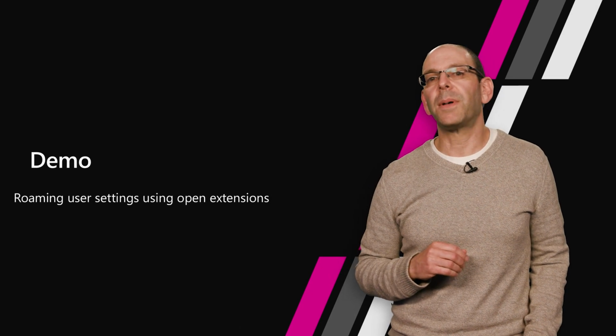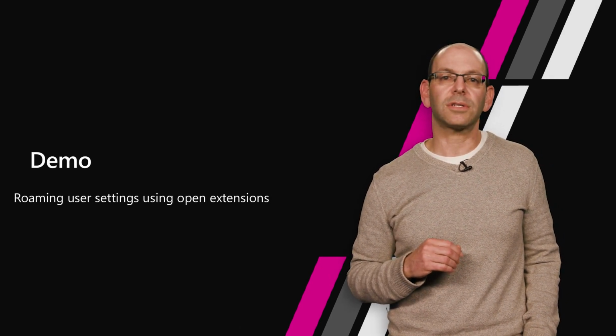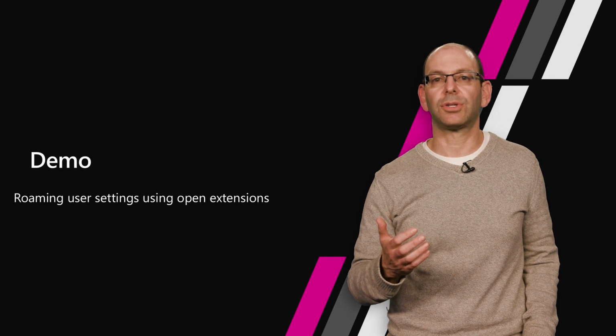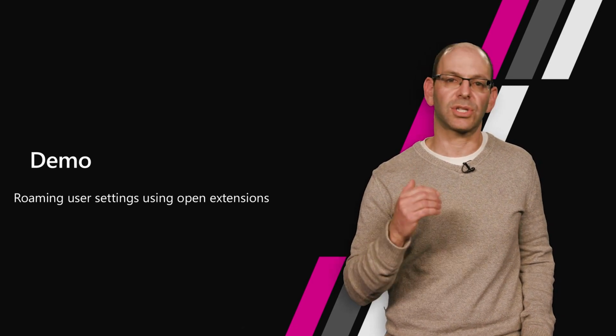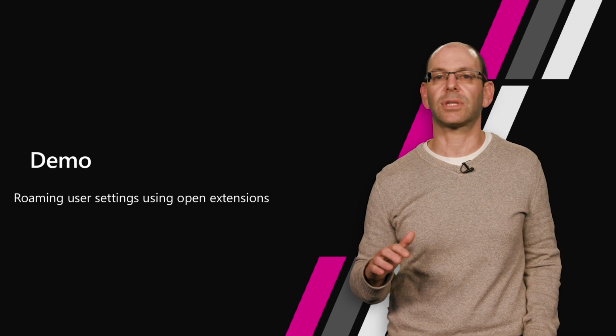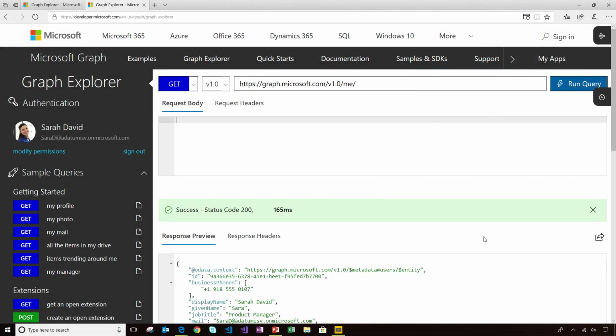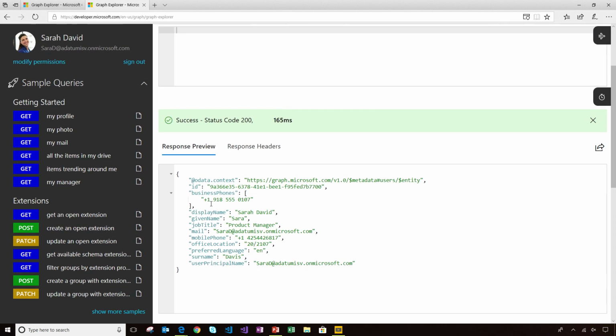So, imagine I'm building an application that is available on lots of different client platforms, on desktop and mobile. I want my app to allow users to configure their UI experience so it's consistent no matter which device they use to sign into my app. So, how could I do that? First, let's look at the call to get the signed in user's profile using Graph. Here, I'm signed in as Sarah David, and I'm calling the me endpoint to get Sarah David's user profile.